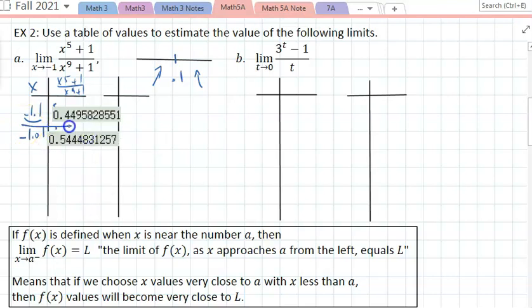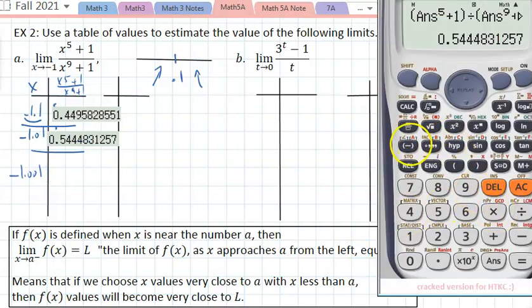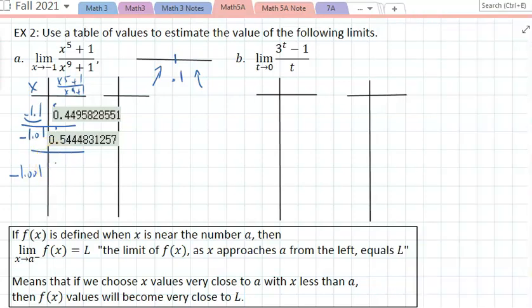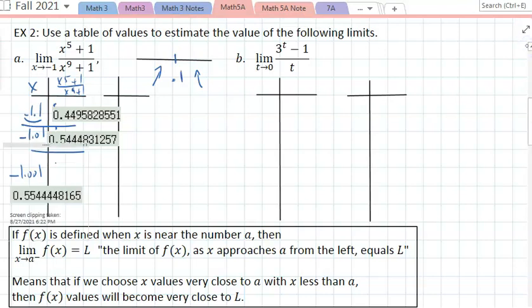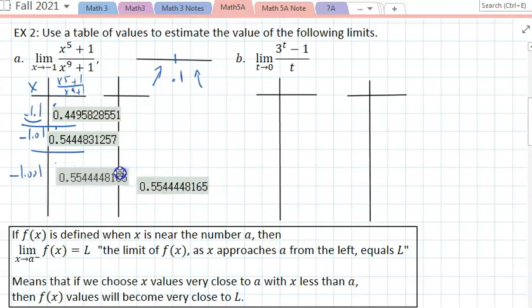Okay. How about -1.001? Oh, much better. It's leveling off next to a number. It looks like a 0.5 so far, but it doesn't look like a half. It could be, but I'm not sure.